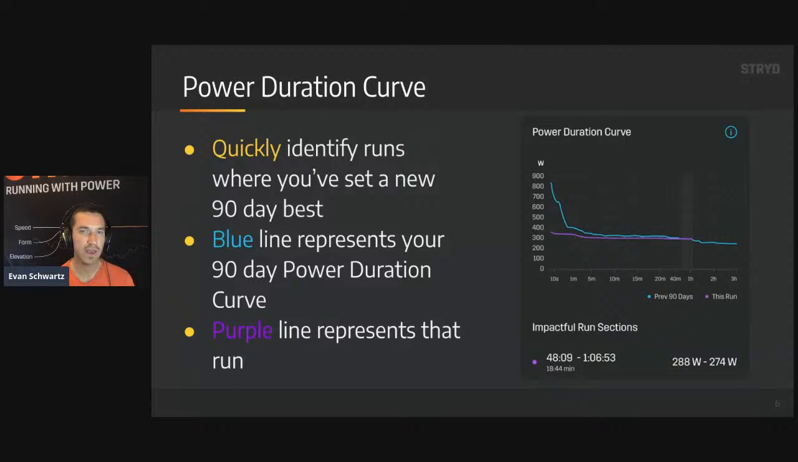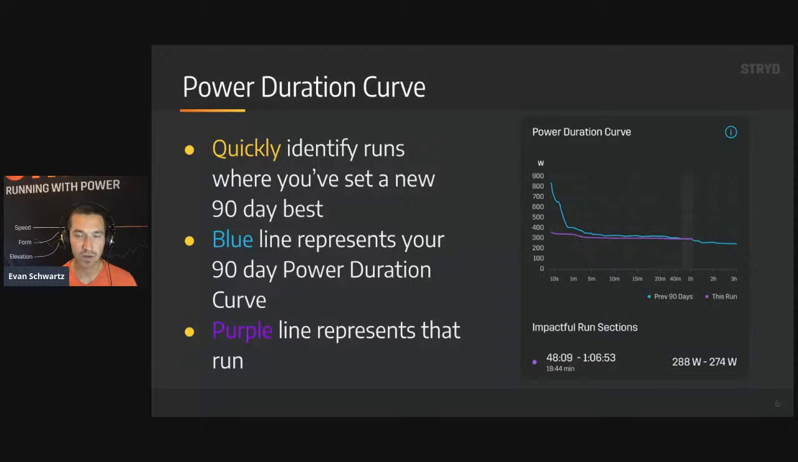It'll help you quickly identify runs where you've set a new 90-day best. The blue power duration curve represents your 90-day power duration curve, and the purple power duration curve represents that run. If there is a highlighted section, like we see from 48 minutes to an hour and 6 minutes, it'll tell you by highlighting that section on the actual power duration curve, showing where the two lines meet or cross. It'll also highlight specifically the start time and the end time, as well as the total duration between.